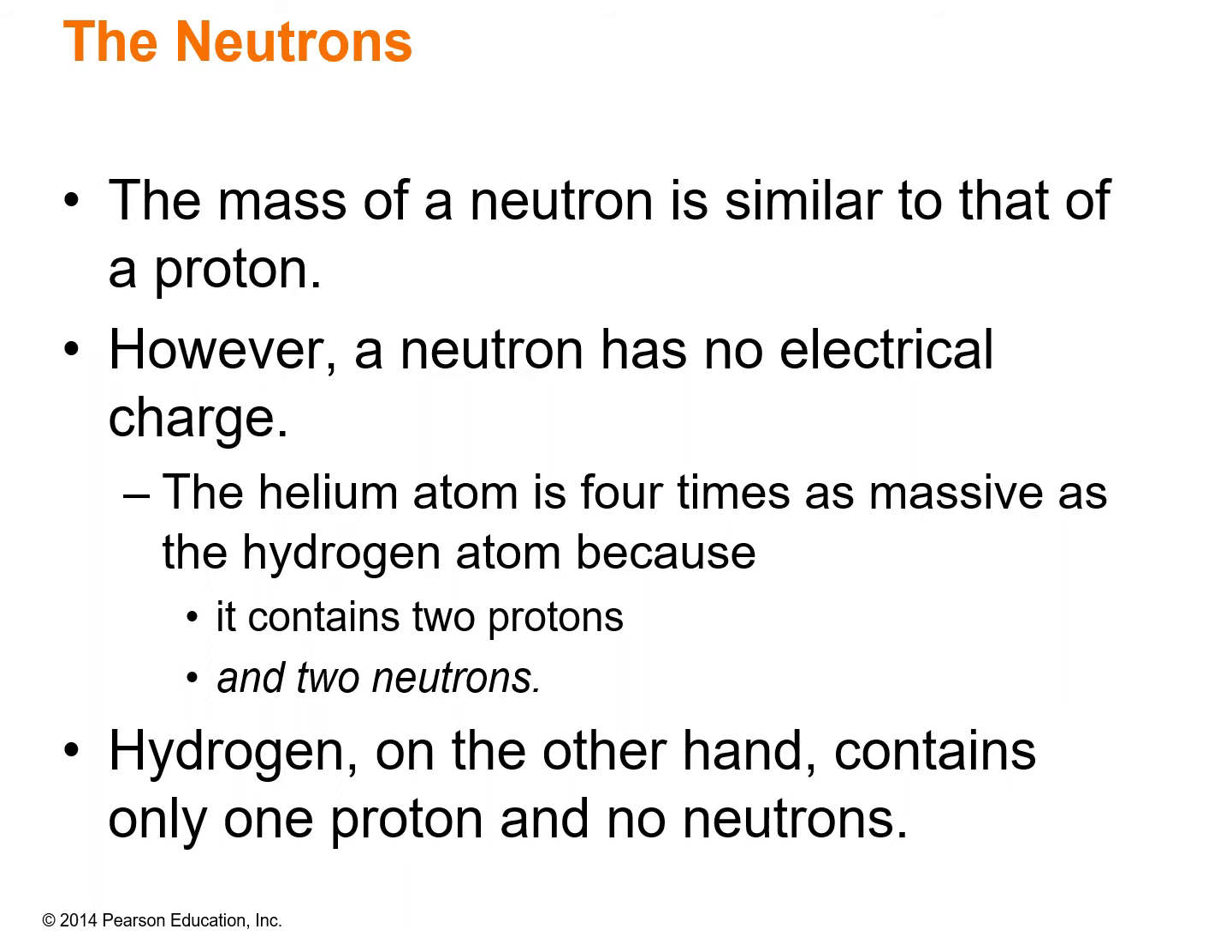All of that mass is going to be within that helium nucleus. The electrons are so small, they have virtually no mass. Whereas something like hydrogen, which has a mass of approximately 1, is only going to have 1 proton in its nucleus and no neutrons.